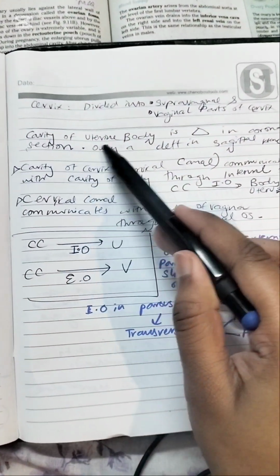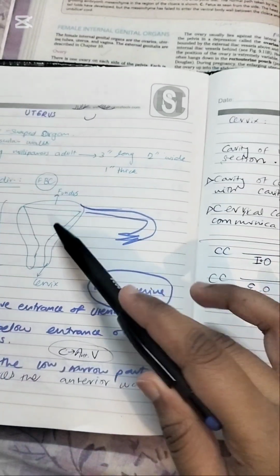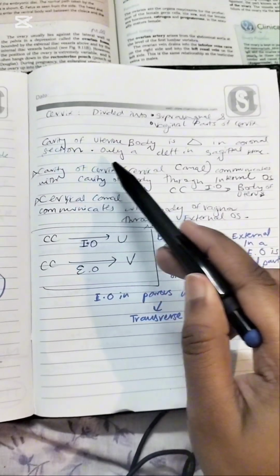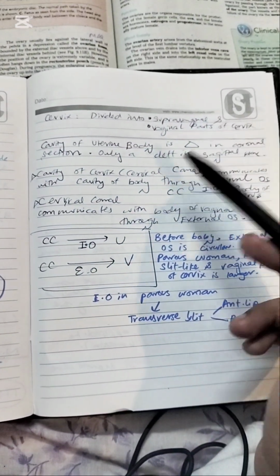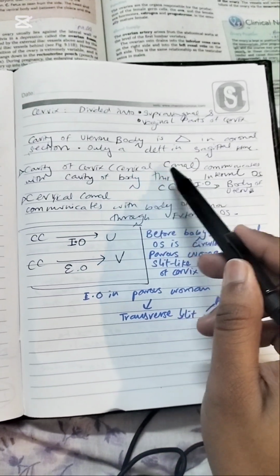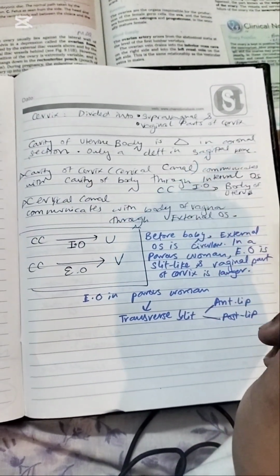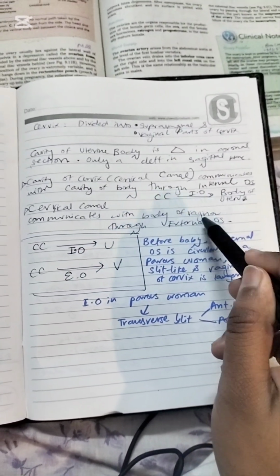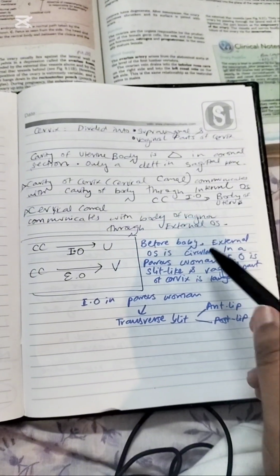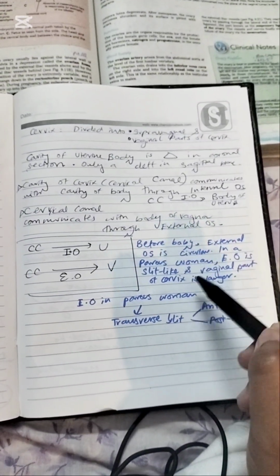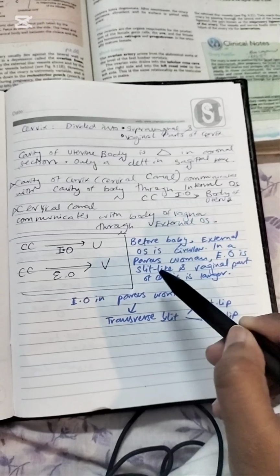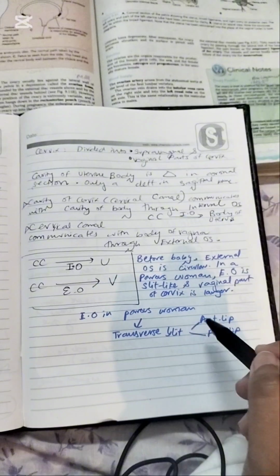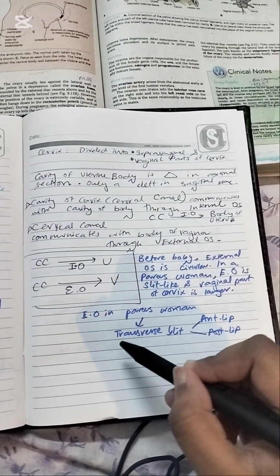Now let's talk about the cavity of the uterine body. As we can see here, it is triangular in the coronal section. However, in the sagittal section, it is just like a cleft. The cavity of the cervix, or the cervical canal, is going to communicate with the body of the uterus through the internal os, and the cervical canal is going to connect with the vagina through the external os. Before a woman has had a baby, the external os is circular. However, after a baby, like in parous women, the external os is slit-like and the vaginal part of the cervix is larger. So the external os in parous women is divided into an anterior lip and a posterior lip, and it is present in the form of a transverse slit.